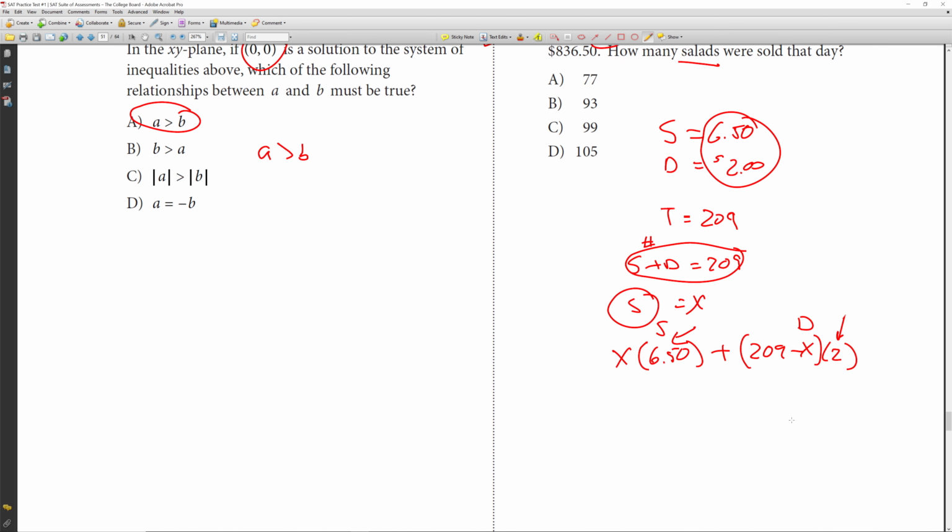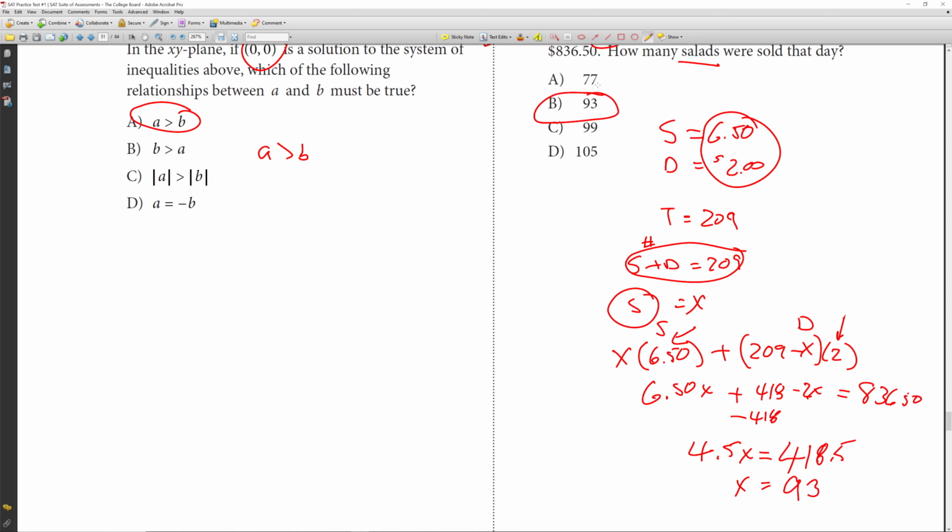What we need to do now is to solve for X. So this is $6.50 times X plus 418 minus 2X. This is equal to the total we have above, which is $836.50. Combine like terms, and subtract 418 from both sides. So that means I have 4.5X is equal to 836.5 minus 418. So that gives me 418.5. Divide both sides by 4.5. Answer is 93. So that is why this is a 2-minute question.